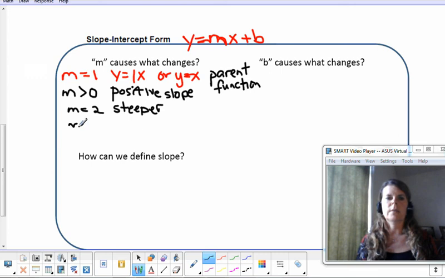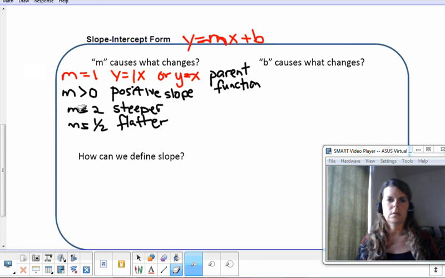But if m equals like 1/2, a fraction, it's going to make it flatter or less steep. And so I'm going to fix this for you in case you're behind a little bit. These are equal signs.